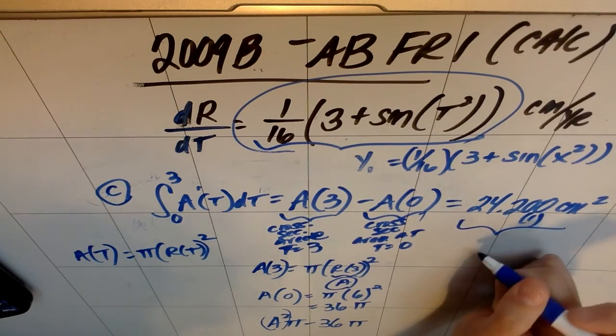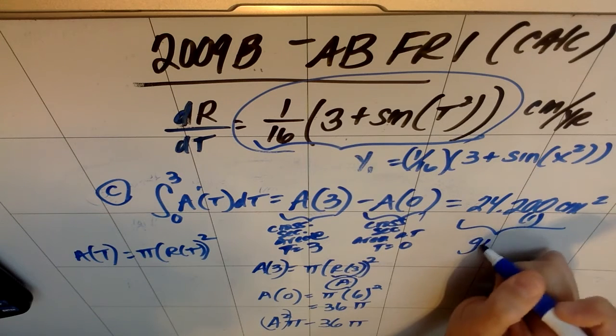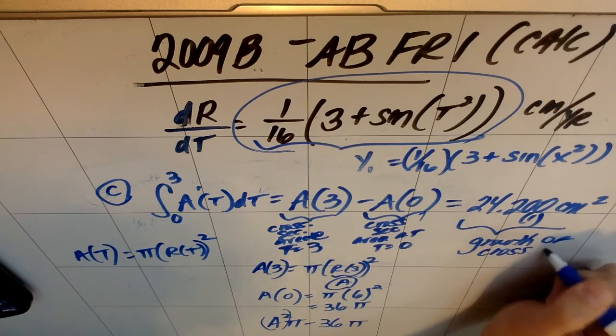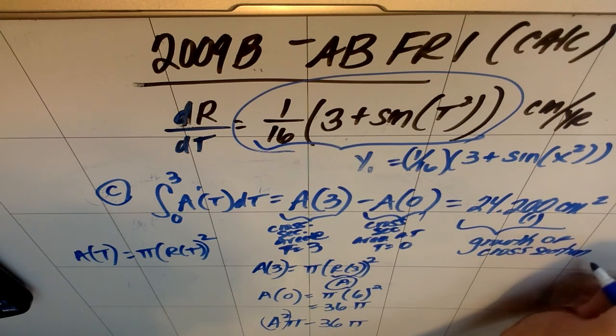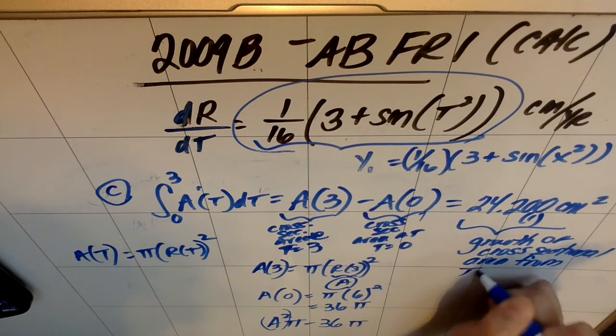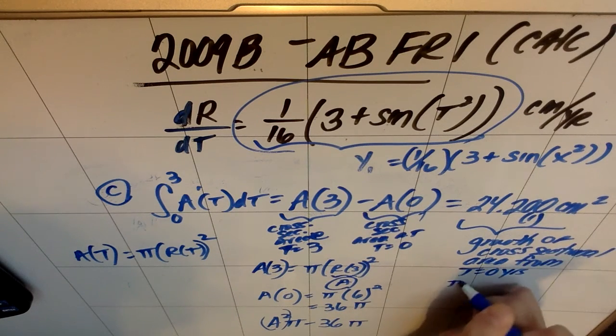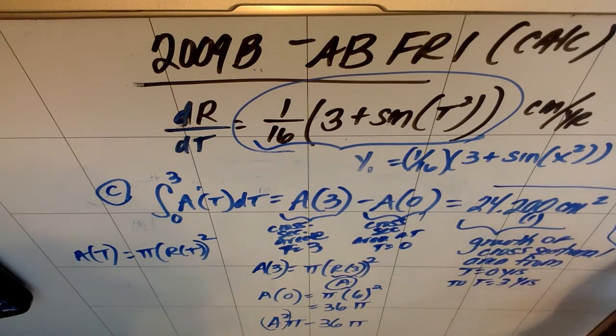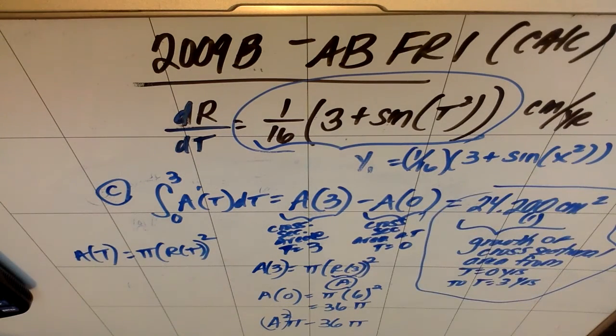And what this is, is the growth of the cross-sectional area from t equals 0 years to t equals 3 years, right? So this is how much the cross-sectional area grew in those 3 years, okay? Cool.